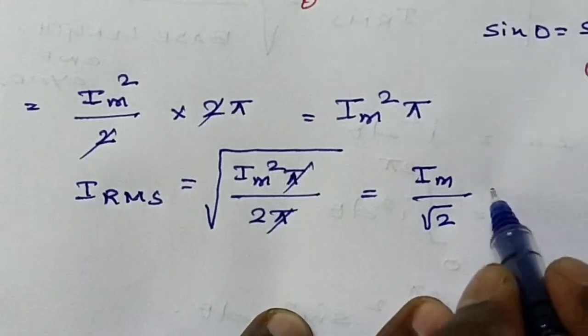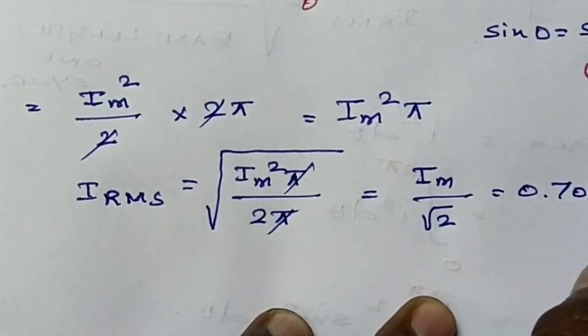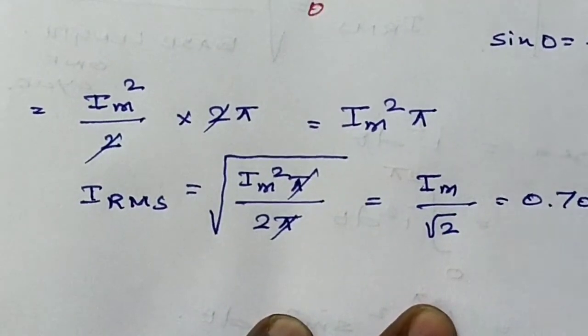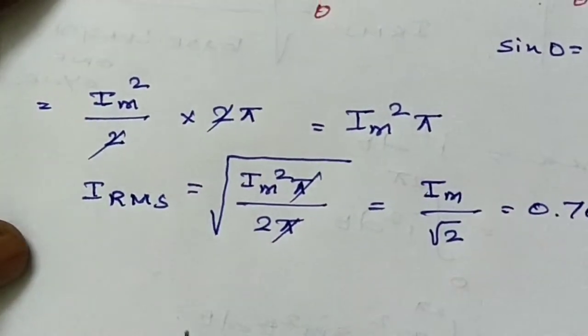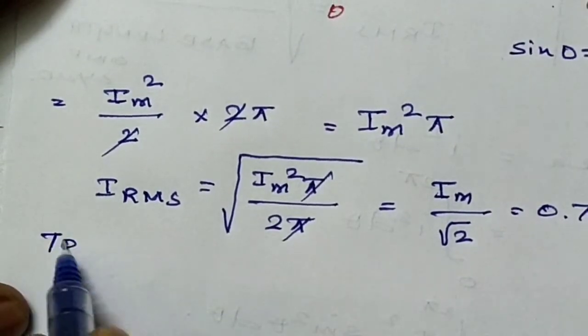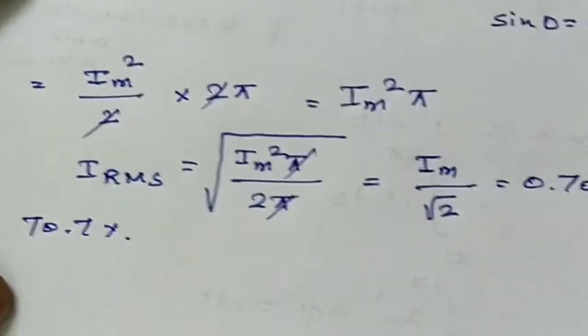1 by root 2 value means that is the 0.707 into Im. That means the IRMS value for a symmetrical sinusoidal current. RMS value of the current means 70.7% of the peak value. 70.7% of the peak value.